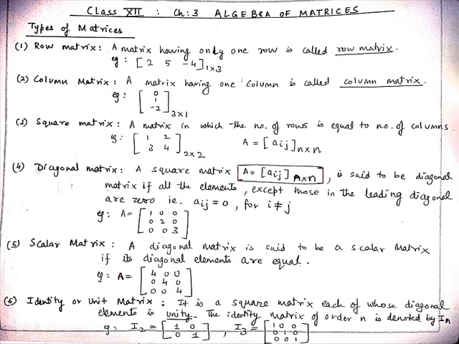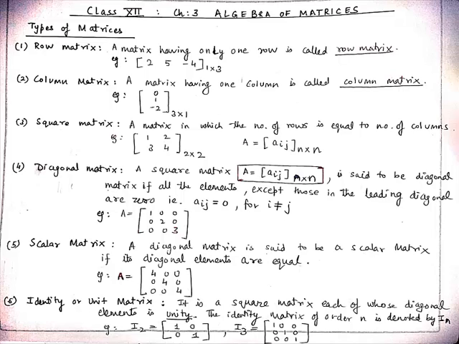Now our fourth type is diagonal matrix. This is also a type of square matrix, in which all the elements except those in the diagonal are 0. For example, A is equal to 1, 0, 0, 0, 2, 0, 0, 0, 3. Here Aij is equal to 0 for all i not equal to j. So our fifth type is scalar matrix. It is a diagonal matrix in which all the diagonal elements are equal. For example, 4, 0, 0, 0, 4, 0, 0, 0, 4. Here all the diagonal elements are the same, equal to 4.